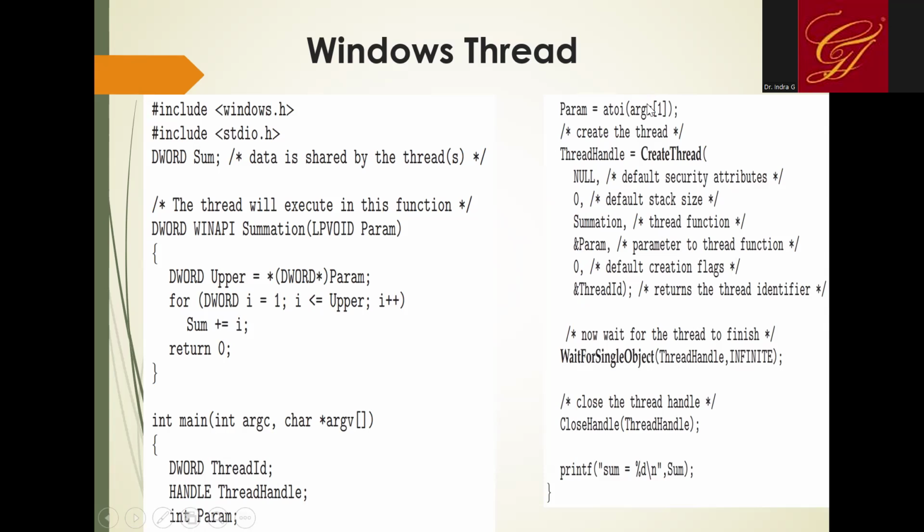Once the CreateThread method is called, within this itself I'm calling the summation method, which prints the sum of n numbers here. Since I have created ThreadHandle, which is nothing but the object of type HANDLE, I have to close the handle by calling CloseHandle here. And finally, the sum of n numbers is printed. This is using Windows thread.